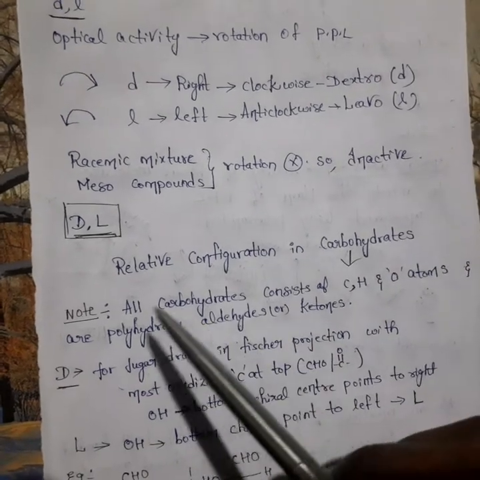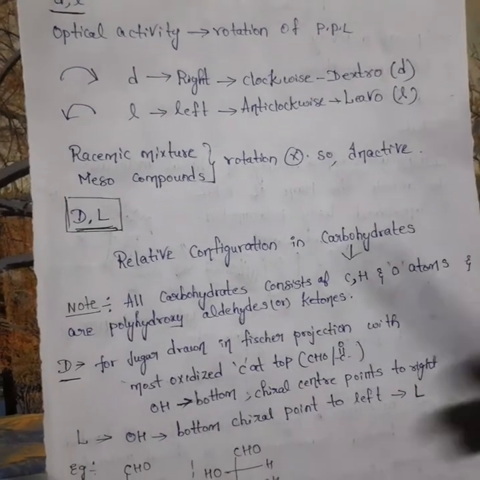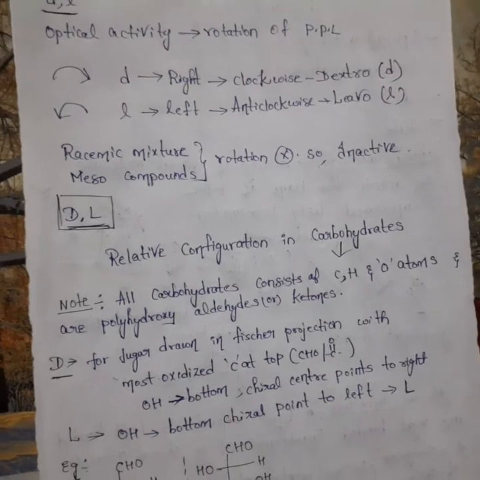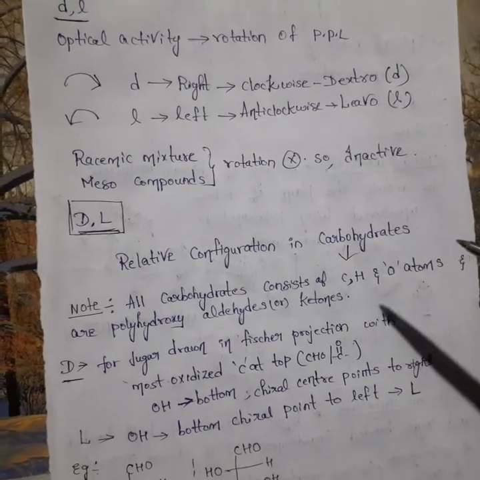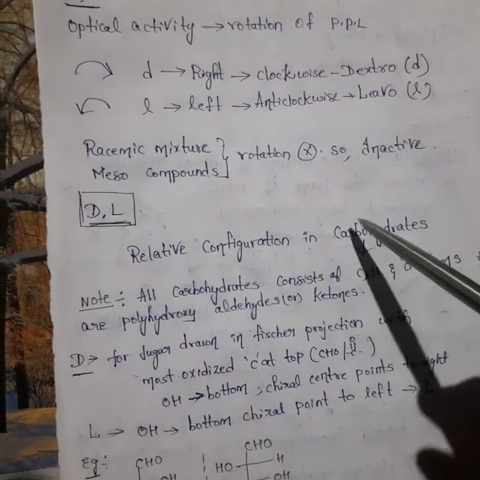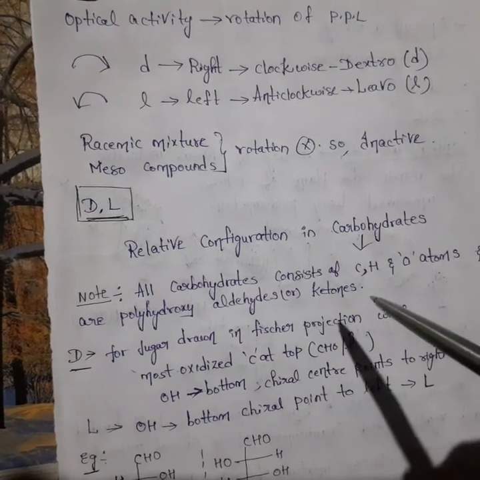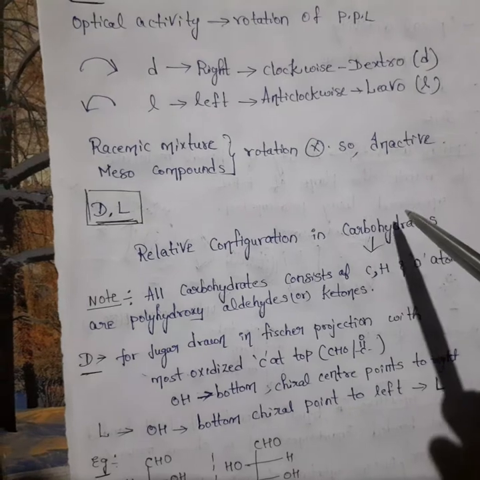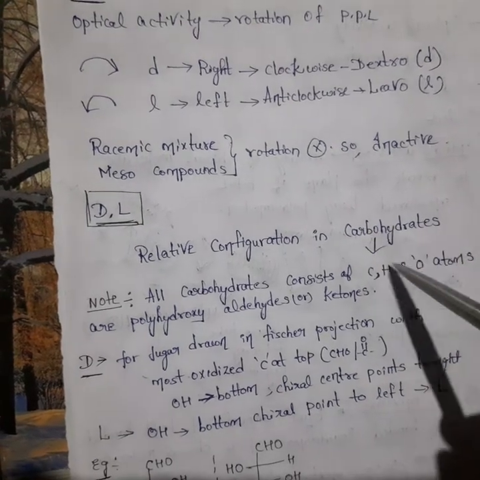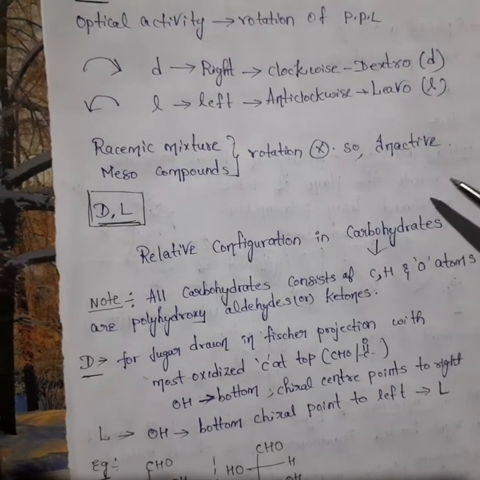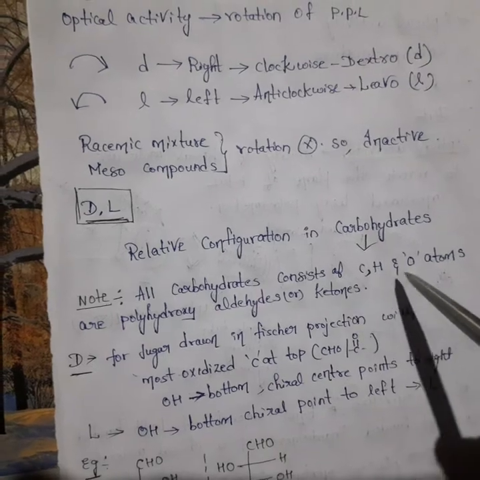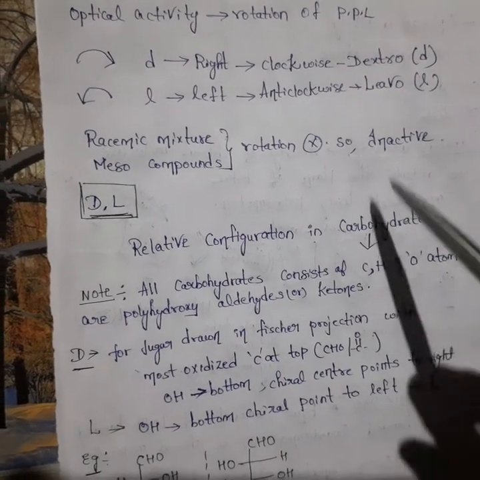And one note, of course this note may not be related to this topic, but just a note for us. See, all carbohydrates consist of carbon, hydrogen and oxygen atoms, and this can be defined as polyhydroxy aldehydes or ketones. And we can also say that hydrates of carbon. So carbon, hydrogen and oxygen are present in carbohydrates.